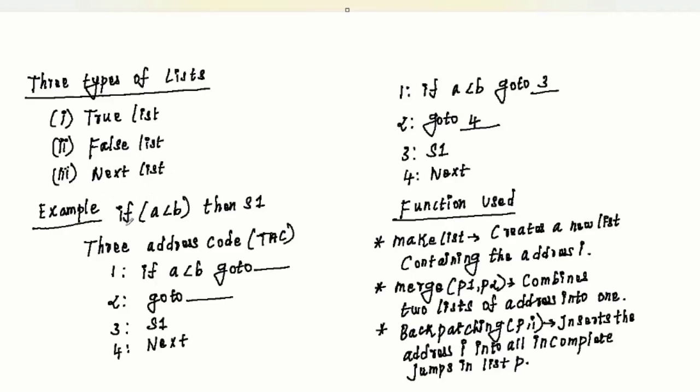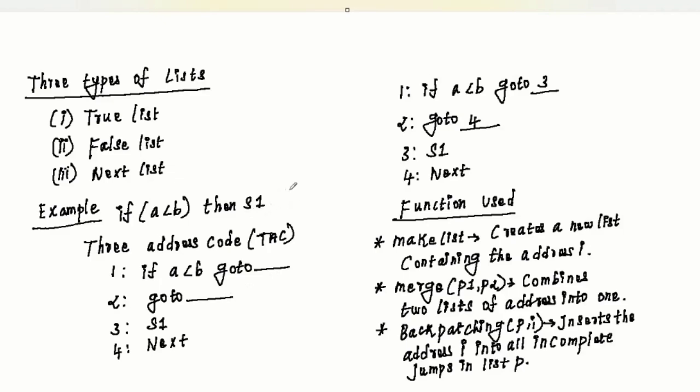See this example. If a less than b, then statement 1. Generate code for the condition a less than b, or generate three address code. If a less than b, go to blank space, that is the true jump. Next, go to blank space, that is the false jump. The blanks are not yet known, we will fill them later.